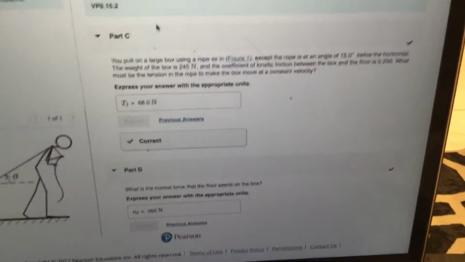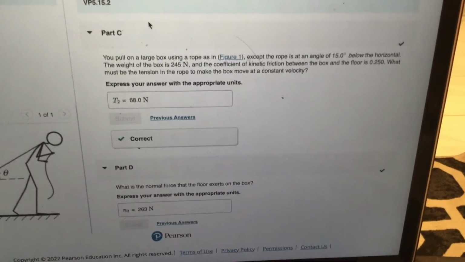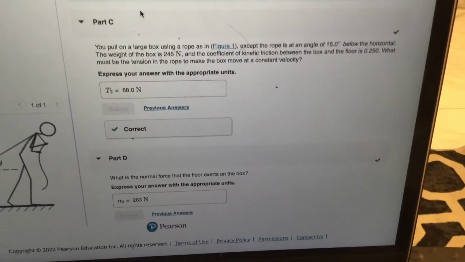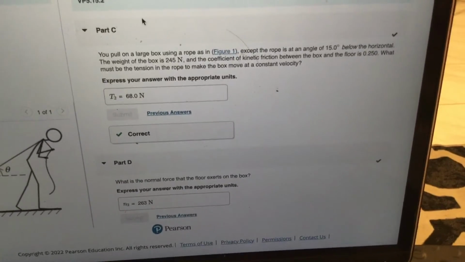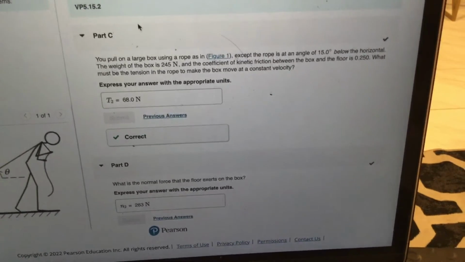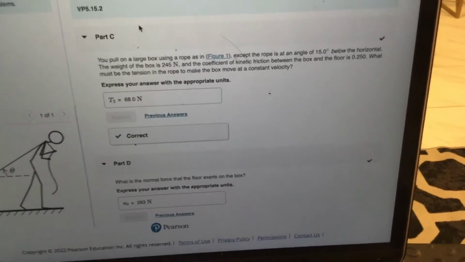Okay, then we go to part C. Okay, you pull on a large box using a rope as in figure 1, except the rope is at an angle 15 degrees below the horizontal. The weight of the box is 245 newtons, and the coefficient of kinetic friction between the box and the floor is 0.25. What must the tension in the rope be to make the box move at a constant velocity?